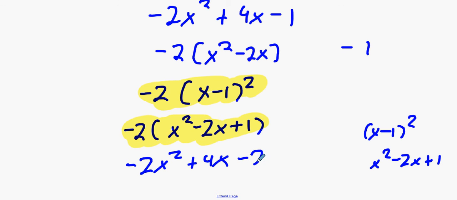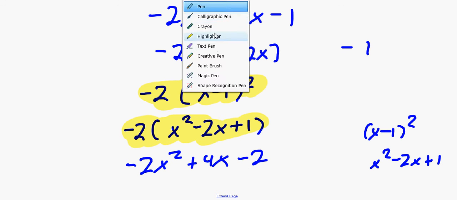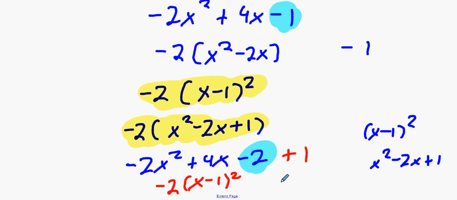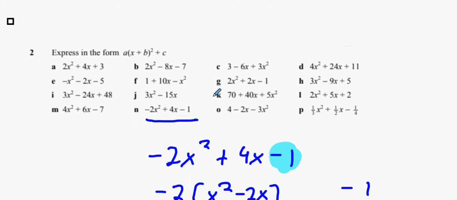Now when I multiply it out, I say it's minus 2x squared plus 4x take away 2. What am I not happy about? That this one is not the same as this one. So how can I adjust that? Plus 1 at the end. What can I change all this to now? Minus 2 into x minus 1 squared plus 1.